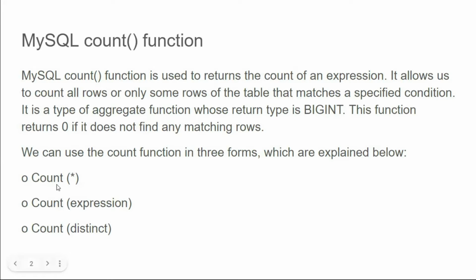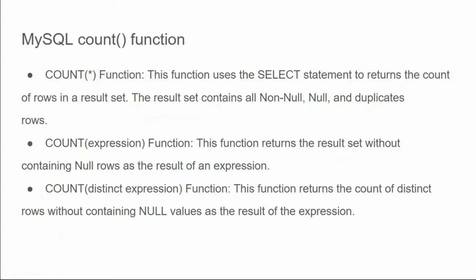So we have different forms. The first one is count star, then count of expression, and count of distinct: three forms of usage. We'll see them one by one in detail. The count star function uses the select statement to return the count of rows in a result set. The result set contains non-null values, null values, and duplicate values, that means duplicate rows.